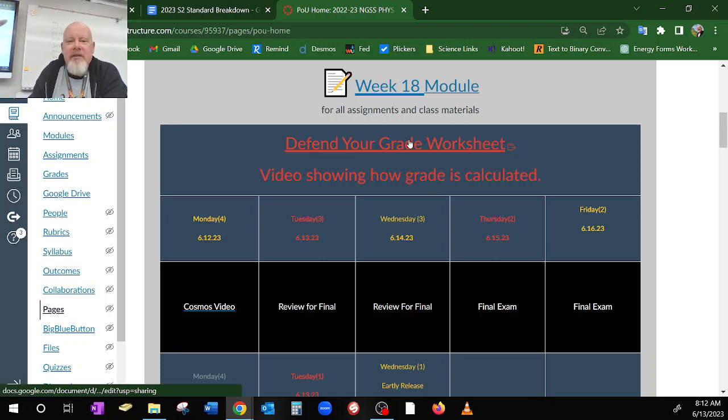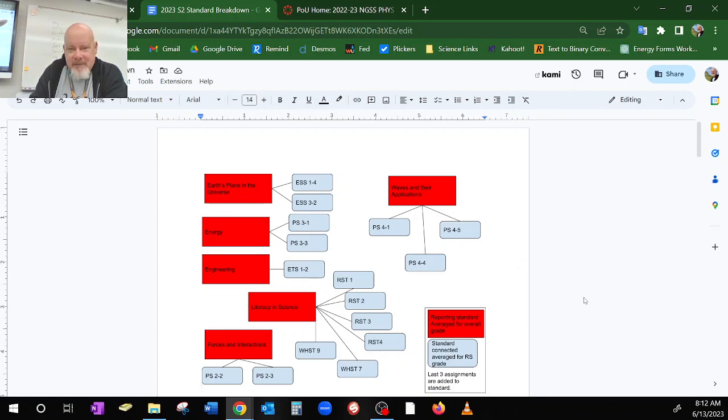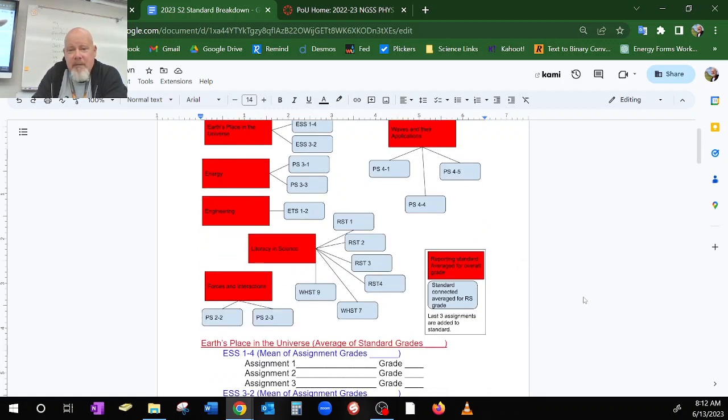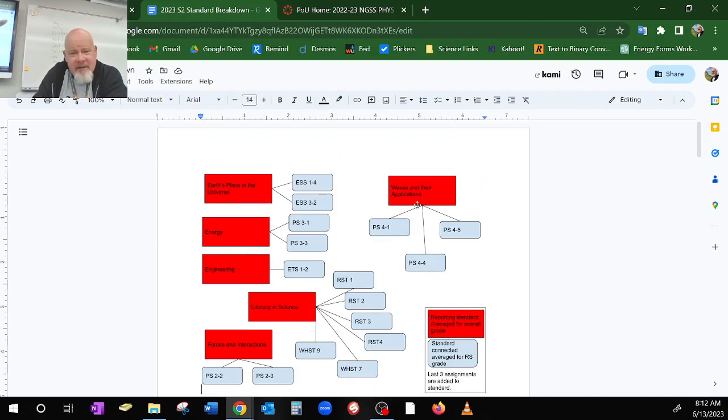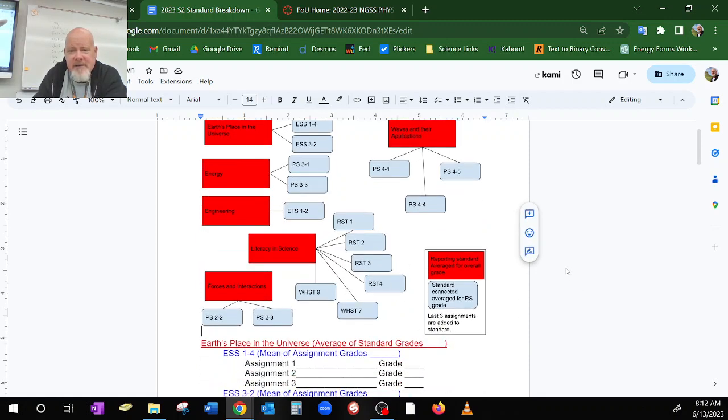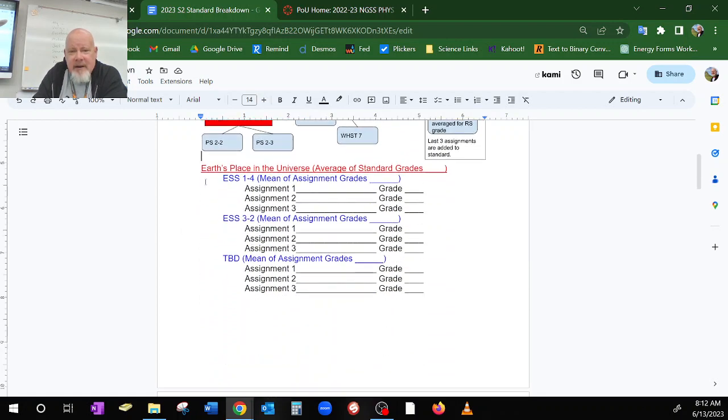So you can watch this, you can learn how to defend your grade, and you're going to get a worksheet that looks something like this. This is a Google Doc. You're going to make a copy of it, and then you can send it to me. And basically this is the 1, 2, 3, 4, 5, 6 reporting standards and all the standards that support those 6 standards. I've also got those written down here. The red, that's your grade overall.